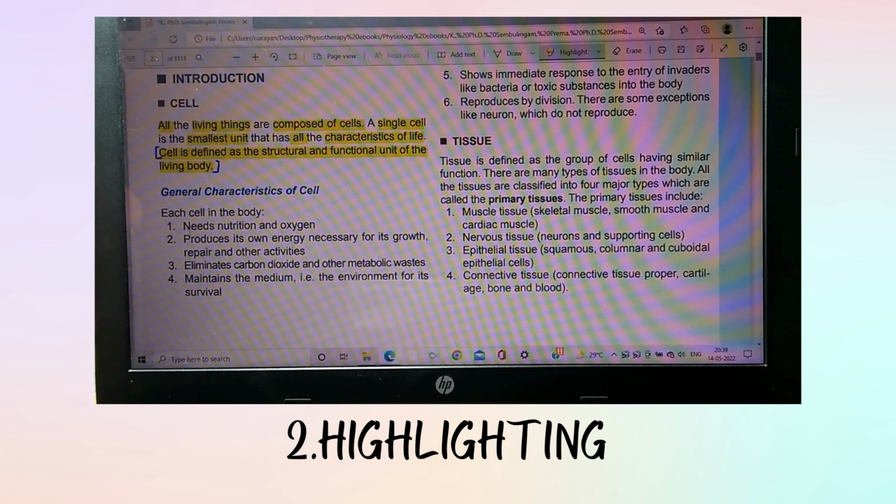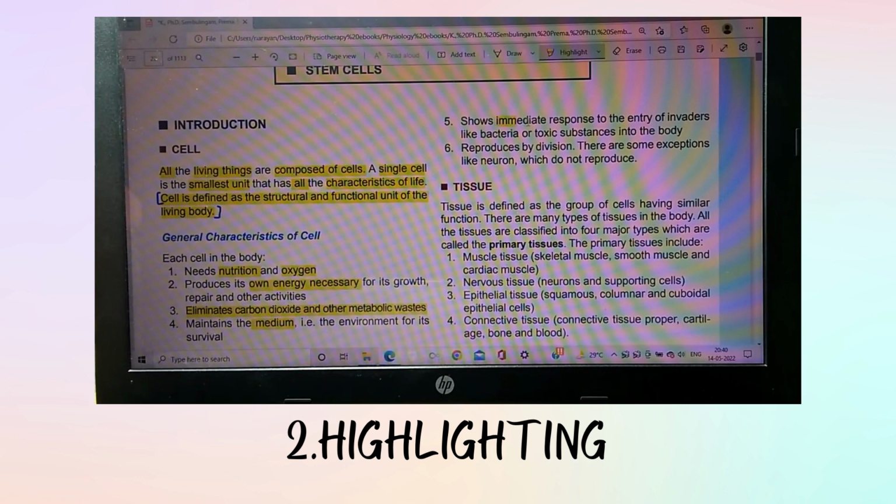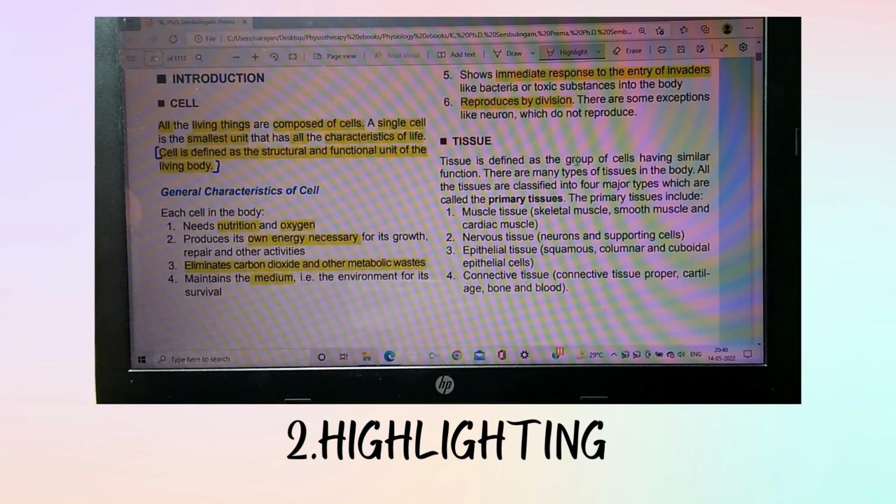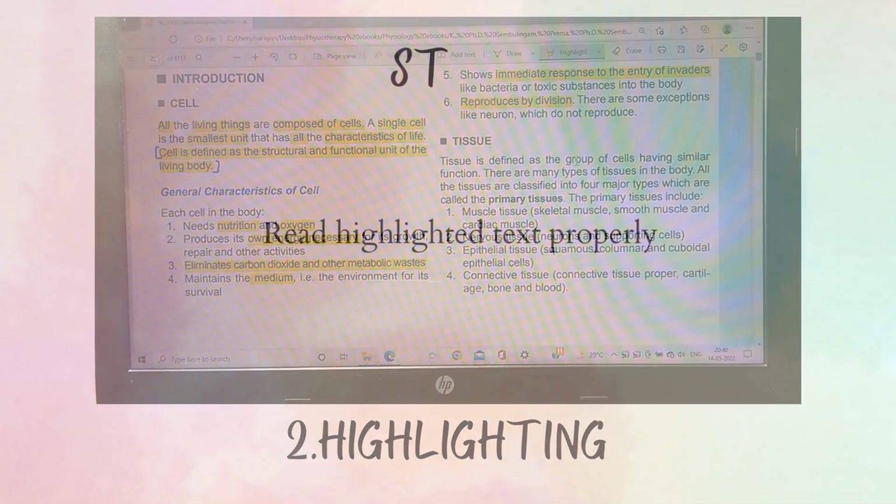Then general characteristics, nutrition, oxygen. Just mark these very simple important points. Own energy necessary, eliminates carbon dioxide, other metabolic waste, medium, then immediate response to entry of invaders, reproduces by division. So you understood how we highlight. So this is which step? This is step number 2.